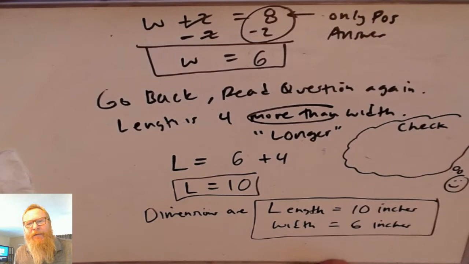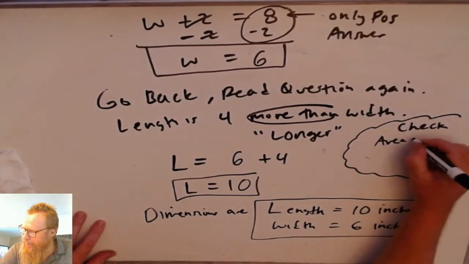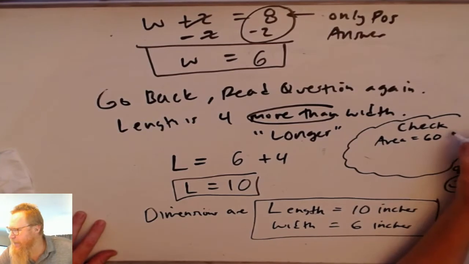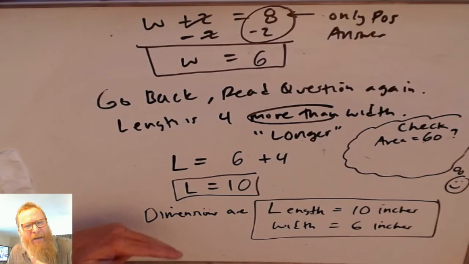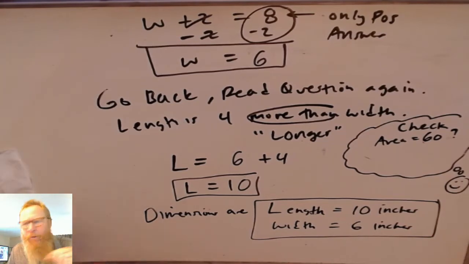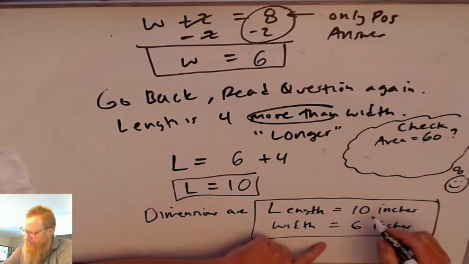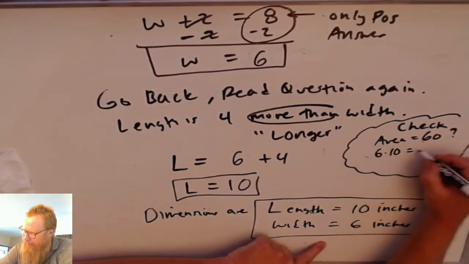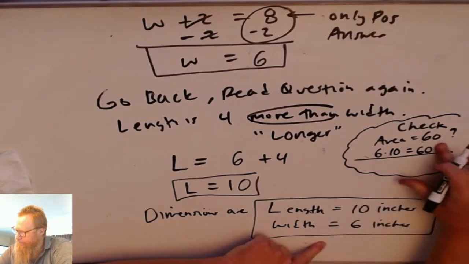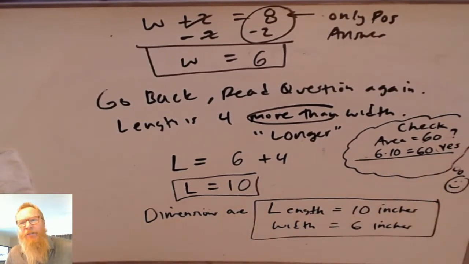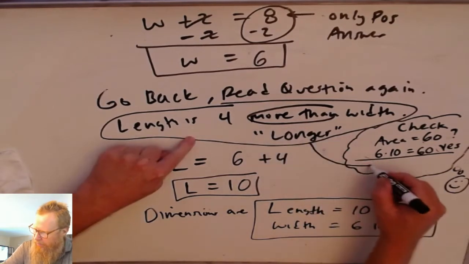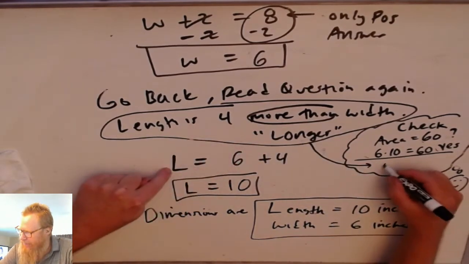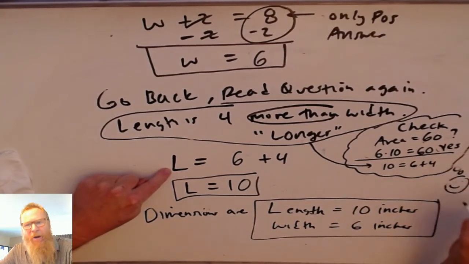So let's do a check, okay? It said that the area is 60. Does that make sense? There's two things you want to check. You want to check the area, and you want to check the 4 more than or 4 longer than. Does it make sense that the area is 60? Yes, it does. 6 times 10 is equal to 60. Yeah, that checks. And then finally, is the length 4 meters longer than the width? Is 10 equal to 6 plus 4?